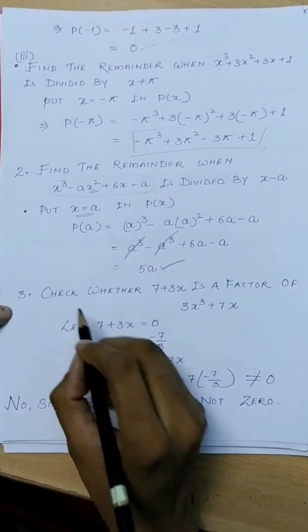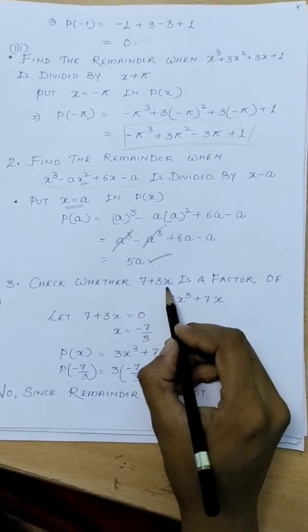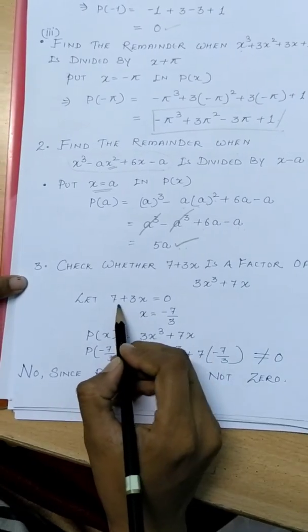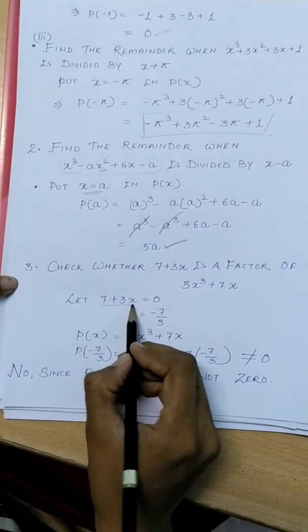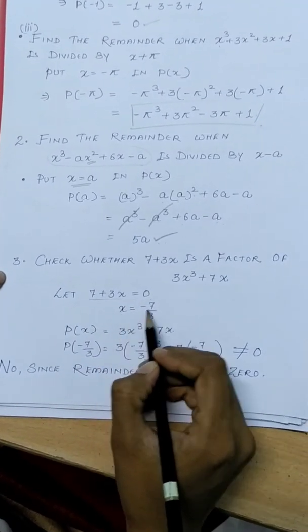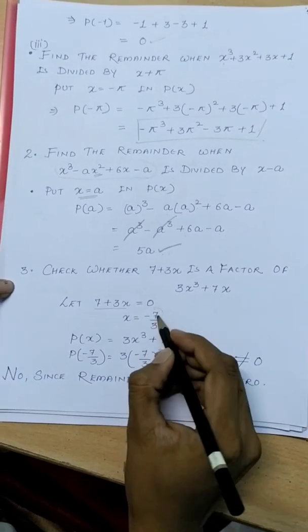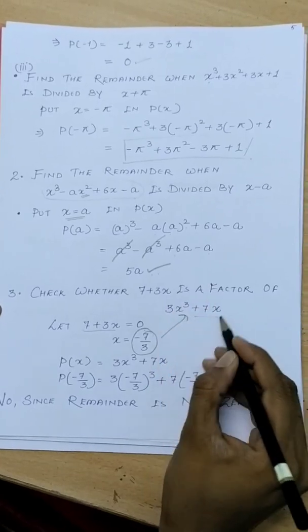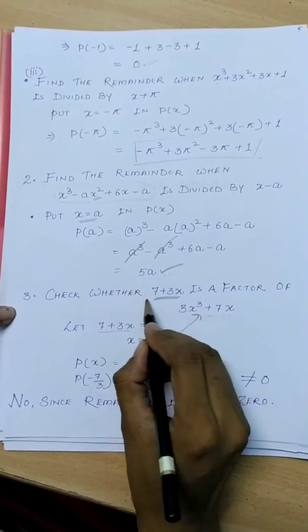And the last one is check whether 7 plus 3x is a factor of 3x cube plus 7x. So what we have to do, we are taking 7 plus 3x equal to 0. So x equal to minus 7 upon 3. This x equal to minus 7 upon 3 we will put in this polynomial. If the answer is 0, it means it is a factor, otherwise no.